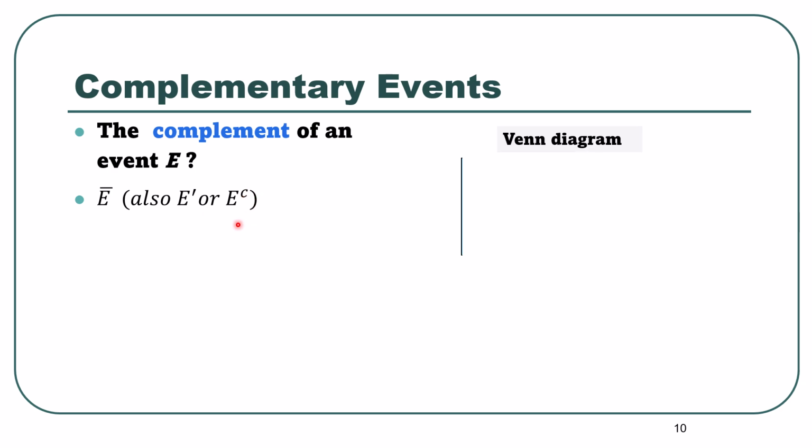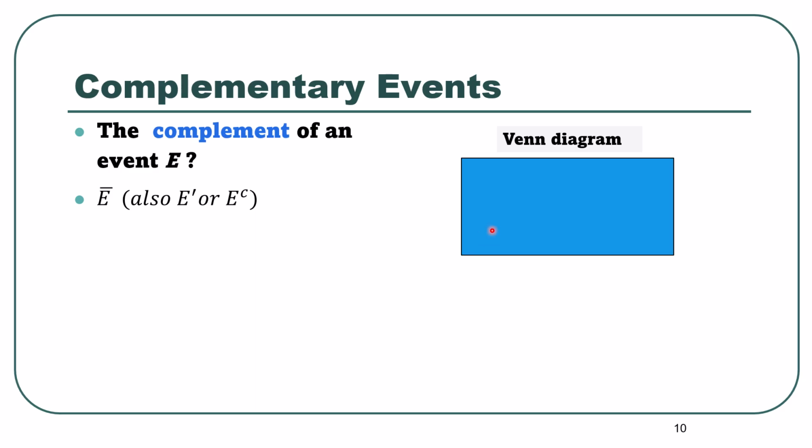Now, to represent that on the Venn diagram, usually we are going to represent the whole S by a rectangle like this. And inside it, we are going to have an event, usually represented by an oval like that. And this is event E, so I'm going to call it E here. So the complement of event E, by definition, is any other outcome in that rectangle, in that space S, but not inside that oval or that circle E. Which means this blue area is your complement.